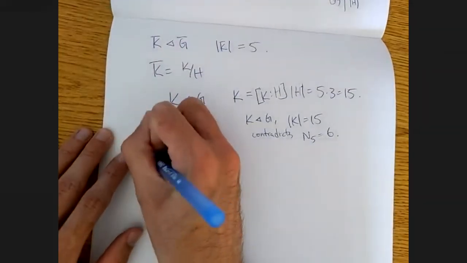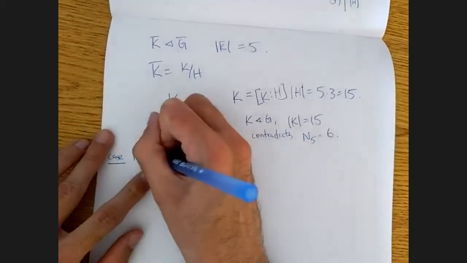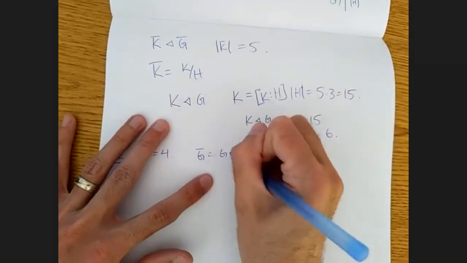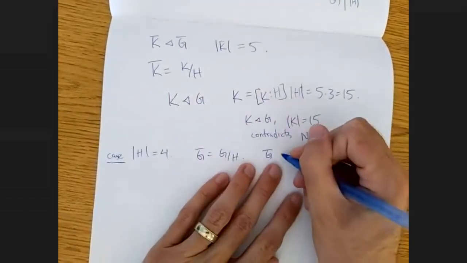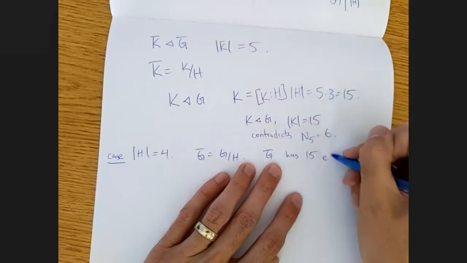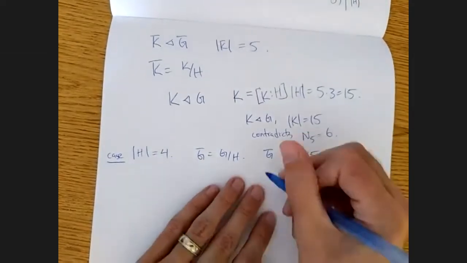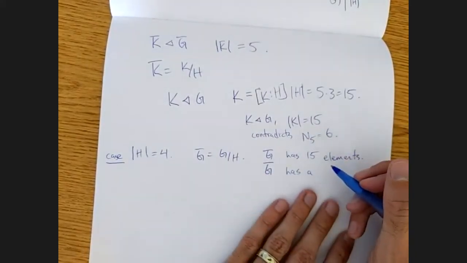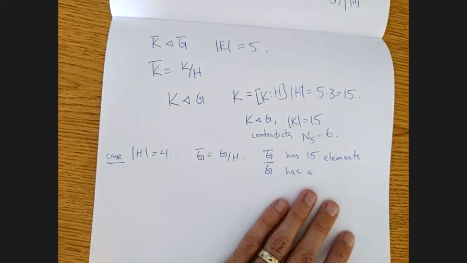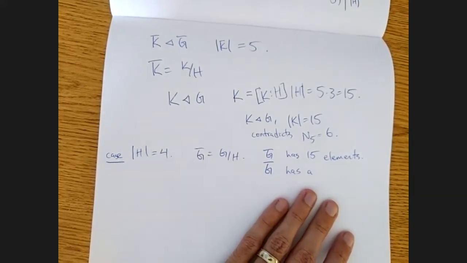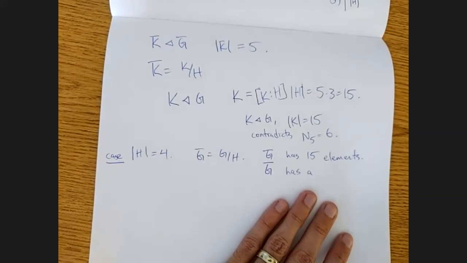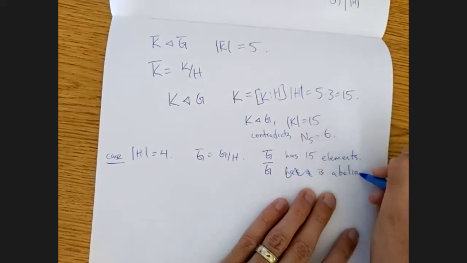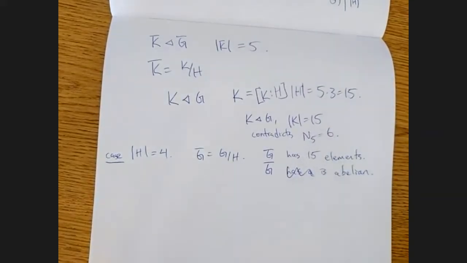What about the order of H equals 4? Our strategy is the same. We let G bar be G mod H. G bar has 15 elements. We know G bar is cyclic of order 15, as all groups of order 15 are cyclic. We know that from Sylow theorems the first time. So G bar is abelian, so all its subgroups are normal. In particular, it has a subgroup of order 5, which is normal.